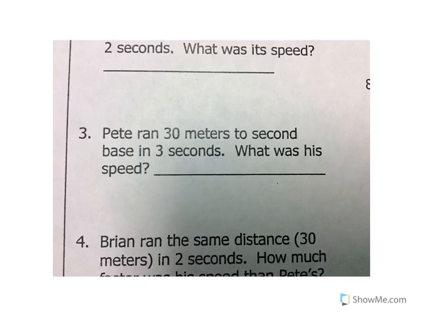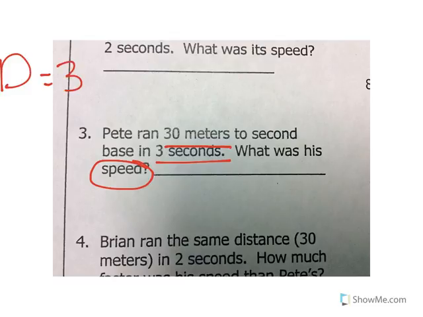Okay, the second example I'm going to do is number 3. So here it is on the screen. I have Pete, who ran 30 meters to second base in 3 seconds. What is his speed? Okay, so let's break it down again. I have 30 meters. I know that's a distance. His time was 3 seconds. They're asking me again for speed.